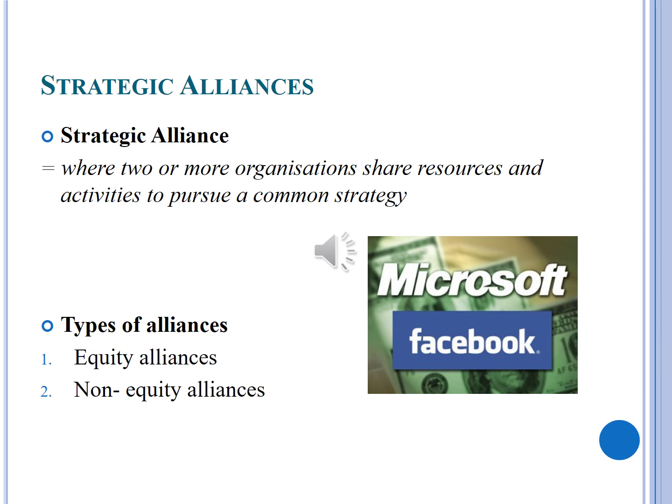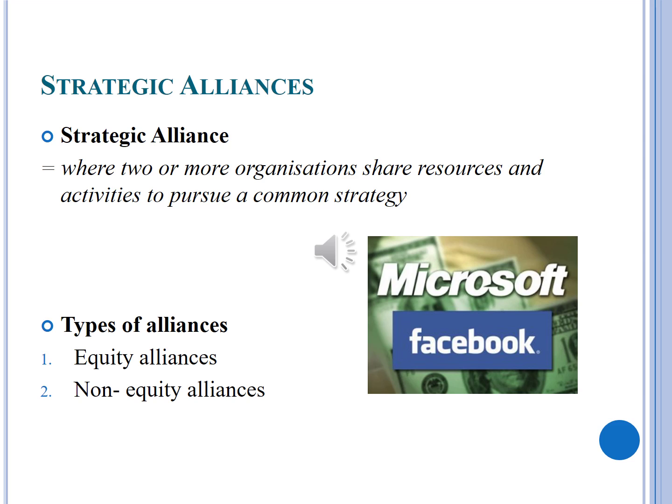In terms of ownership, there are two main kinds of strategic alliances: equity alliances and non-equity alliances. Equity alliances involve the creation of a new entity that is owned separately by the partners involved. The most common form of an equity alliance is a joint venture, where two organizations remain independent but set up a new organization jointly owned by the parents.